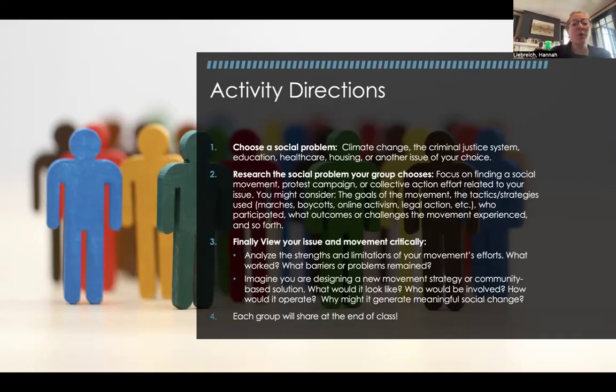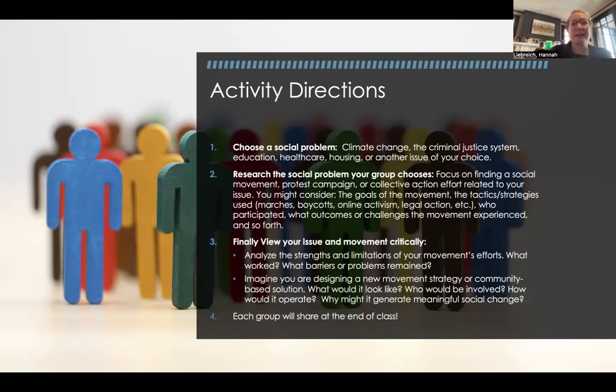And then the goal was to end by having you all think about the strengths and weaknesses, analyzing using foundational theory and theory from this chapter. What are the weaknesses and limitations of the strategy employed by your social movement? And what were some of the things that they were able to successfully achieve?